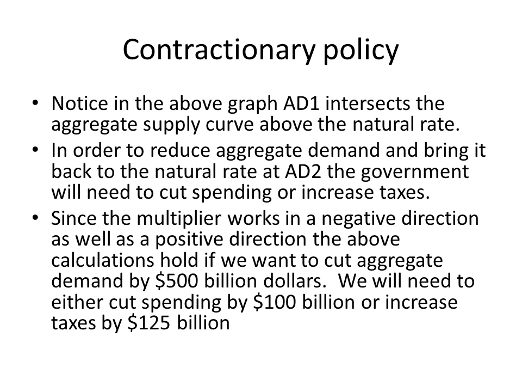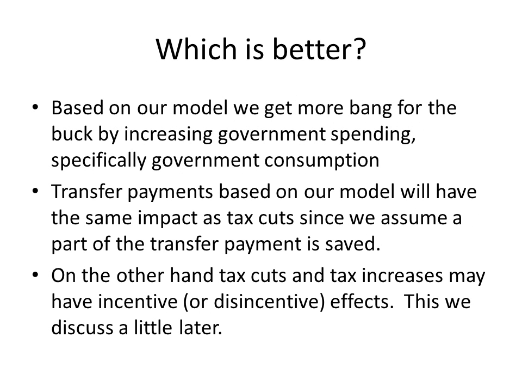Notice in the above graph, AD1 intersects the aggregate supply curve above the natural rate. In order to reduce aggregate demand and bring it back to the natural rate at AD2, the government will need to cut spending or increase taxes. Since the multiplier works in a negative direction as well as a positive direction, the above calculations hold. If we want to cut aggregate demand by $500 billion, we will need to either cut spending by $100 billion or increase taxes by $125 billion. The only difference here is that it's a negative instead of a positive sign. So if you go back to the expansionary calculations, all we're doing is reducing by the same amount as we would increase if the change needs to be $500 billion.